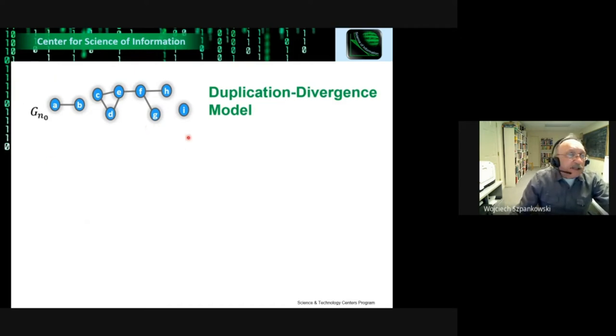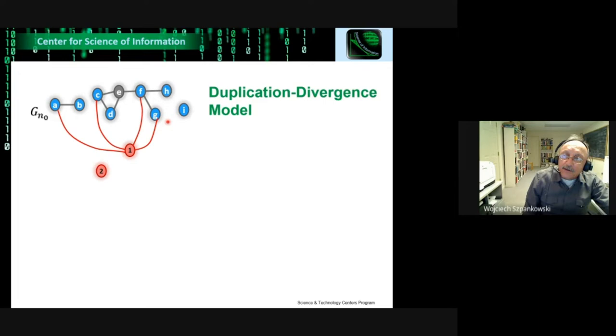I start with some initial graph, a new node arrives, and it selects uniformly one of the existing nodes, in this case node E. Then node E has neighbors C, D, and F, and my new node connects to them, and then with probability 1 minus p, I delete some of these connections. So this is the first phase. In the second phase, for all other nodes, the new node connects to them with a very small probability that depends on how many existing nodes you have, let's say probability r over n. So you see it connected to this one.